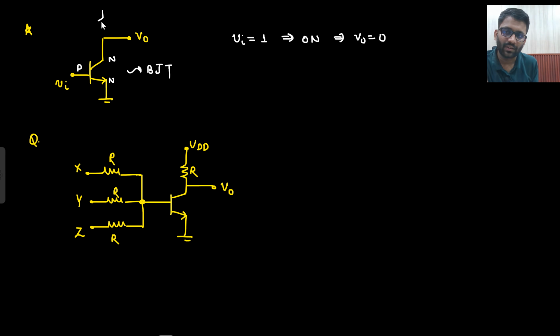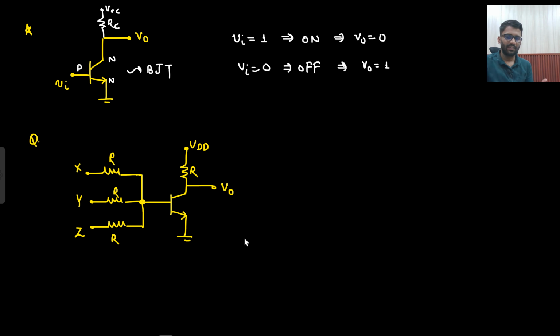And here I should connect VDD, not VDD. In case of BJT, we use VCC, collector voltage. It is a supply, it can be shown by anything, but generally we show it as VCC. And if Vin is 0, this will be off. So VCC will be directly traveling here. So it will be off and V0 will be equal to 1. Okay, so just treat this as an NMOS only, nothing else.